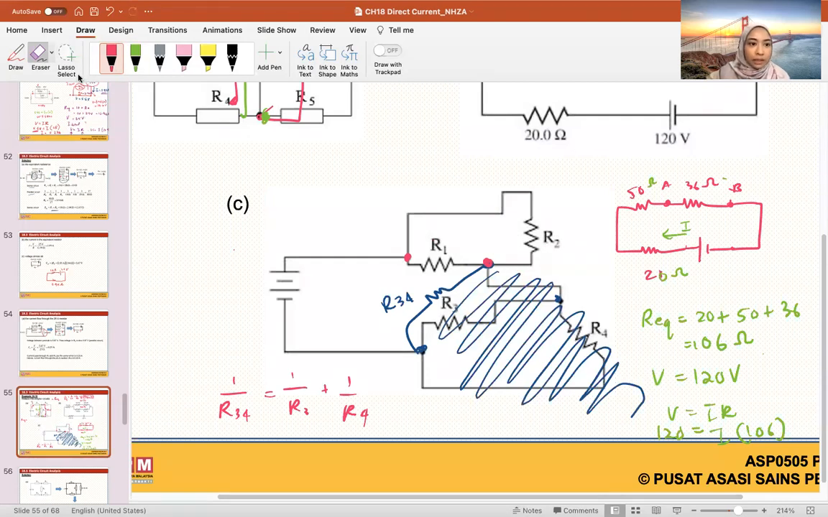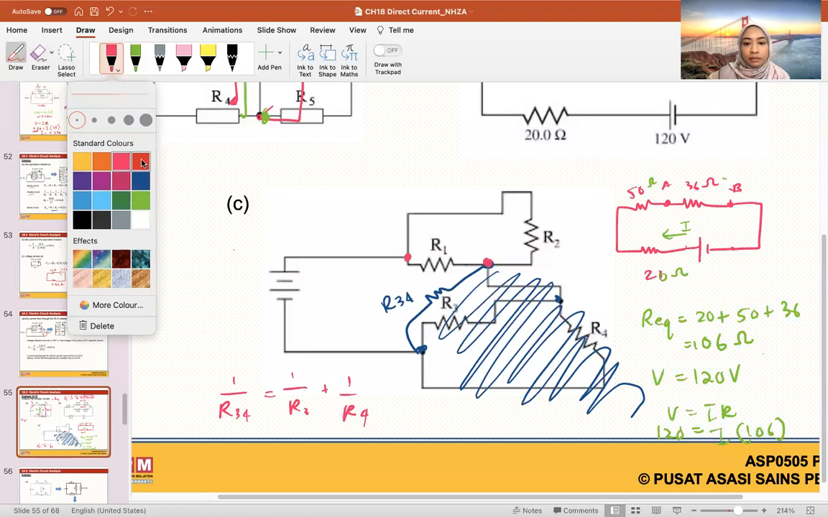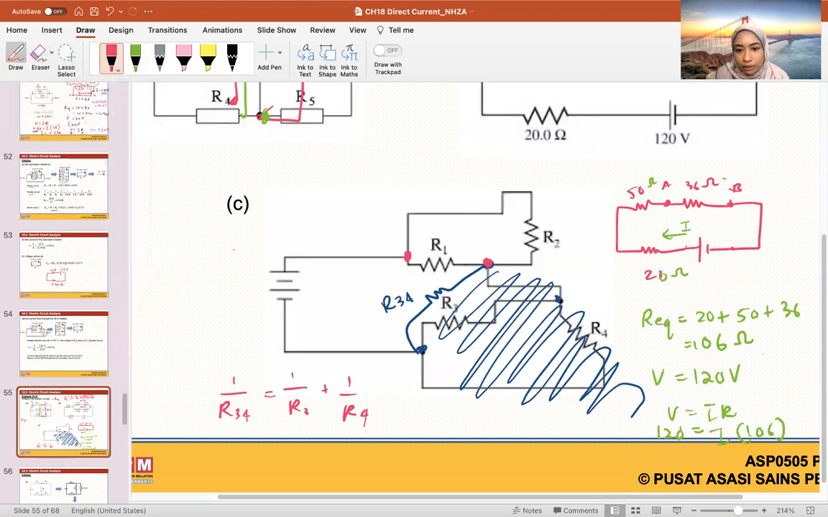So now I can make my life easier again. And say from this point to this point, the R equivalent is R12. And R12 I need to find out using this equation: 1 over R12 equals 1 over R1 plus 1 over R2. Okay, so now I'm left with battery, R34, R12.